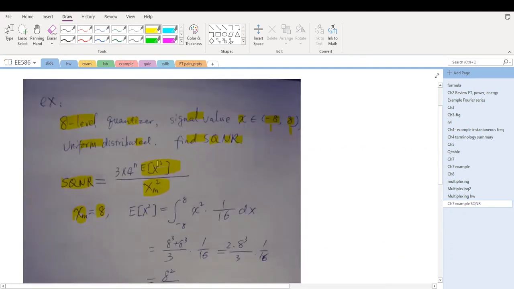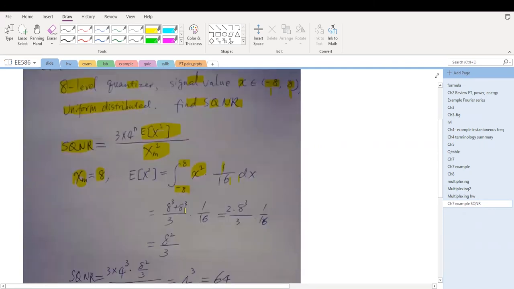The signal is uniformly distributed, so the PDF is 1/16 in -8 to 8. So for the expectation of x squared, we do this integral. This integral equals 1/3 times 8 to the power of 3 plus 8 to the power of 3, with 1/16 here, 1/16 still here. We do a little reorganization, and this quantity equals 8 squared divided by 3.